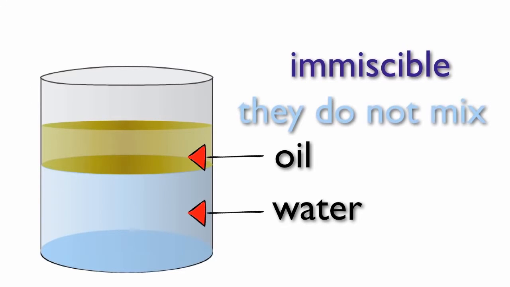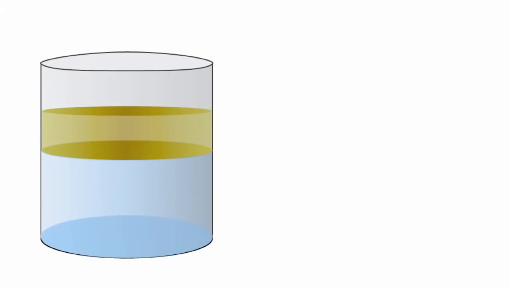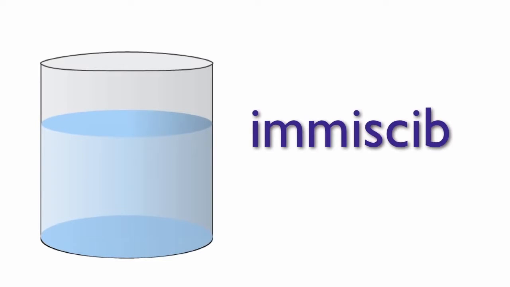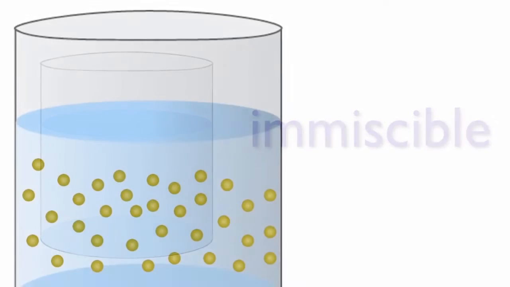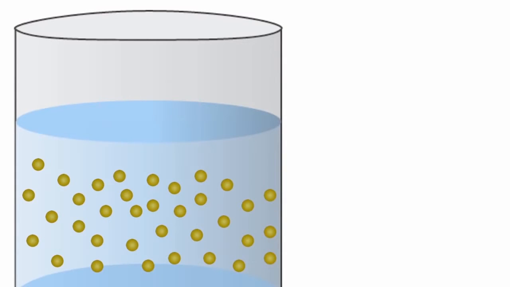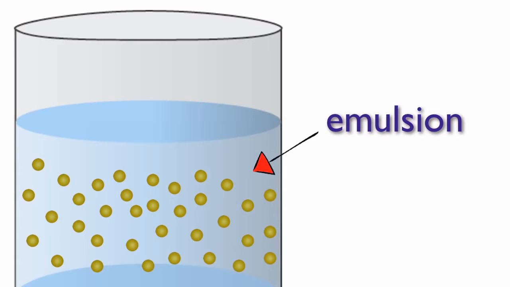Even if you shake these two liquids vigorously, they will still remain immiscible. Let us look closely at what we have right now. There are tiny oil droplets interspersed throughout the water. We have just created an emulsion.